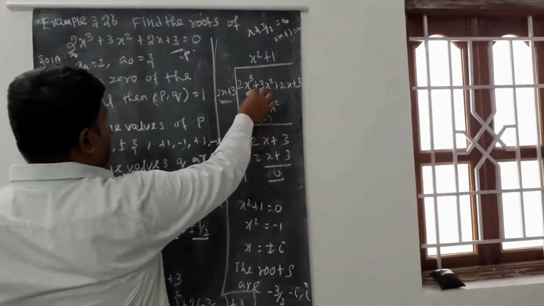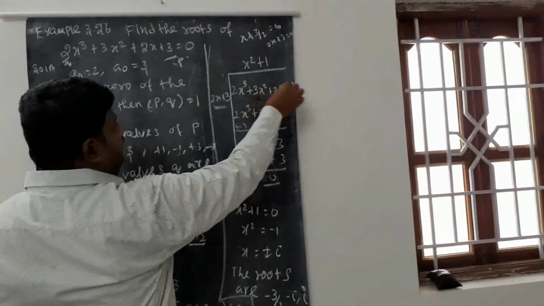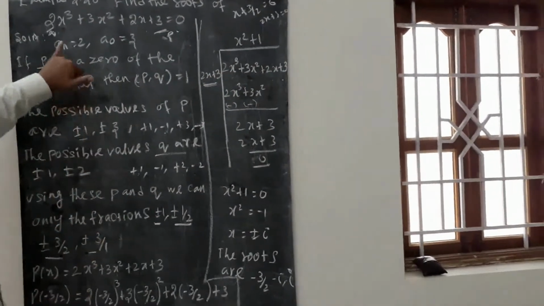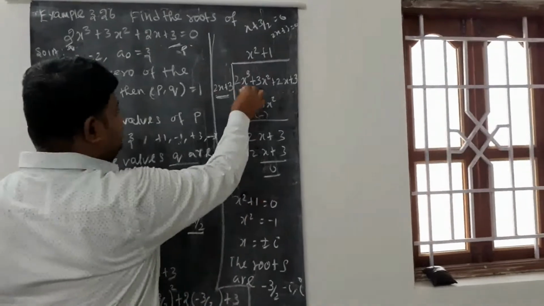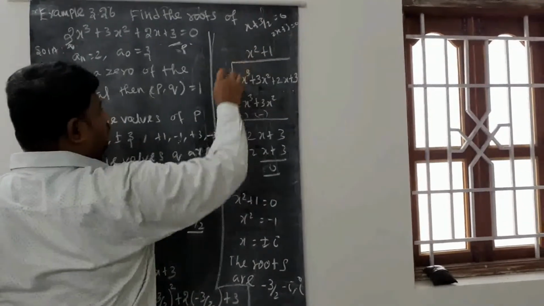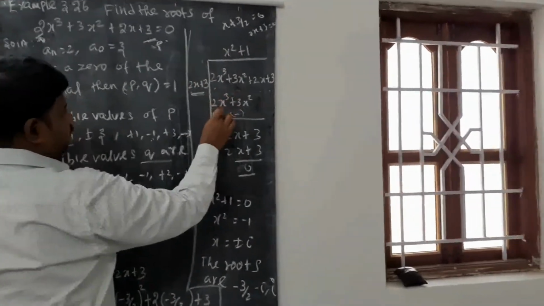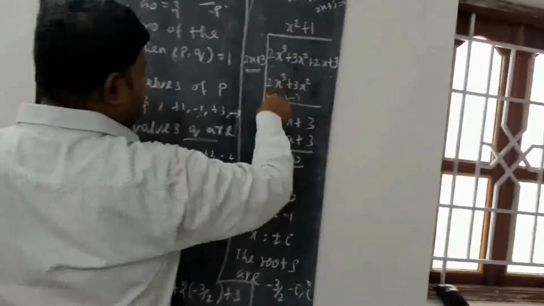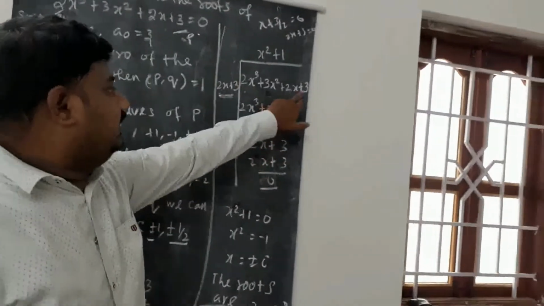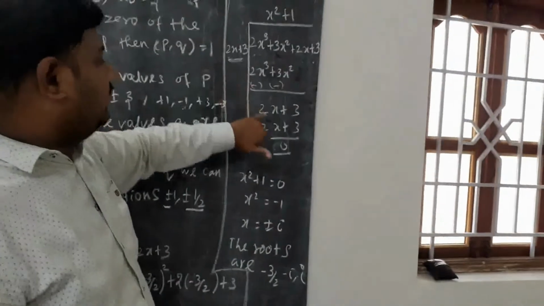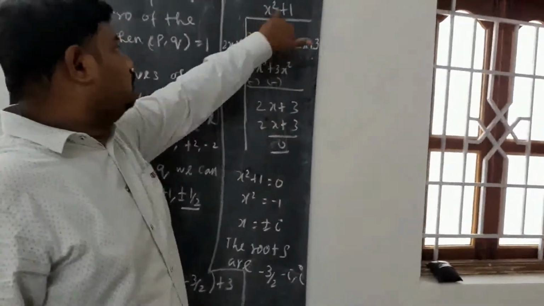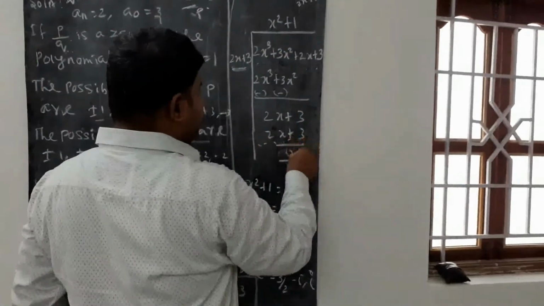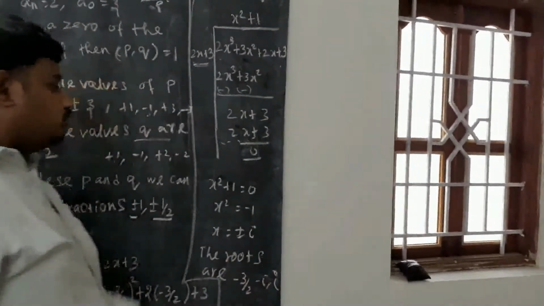So I will divide 2x cubed plus 3x square plus 2x plus 3 by the factor 2x plus 3. Here 2x, here 2x cubed, so I will put x square. 2x into x square is 2x cubed. Then we multiply 3x square. Minus minus cancel, and we get 2x plus 3. Here 2x, here also 2x, so we put plus 1. So 2x plus 3; here also subtract, we get 0. Therefore the quotient is x square plus 1.